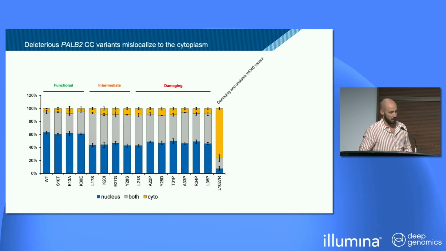Yeah, an observation that we also made. It's not a very strong effect, but we see that functional PALB2 localizes mostly to the nucleus. But when we have an intermediate or a damaging variant, it tends to localize a little bit more to the cytoplasm. We cannot really discriminate between intermediate and damaging variants with this assay, and it's quite a mild effect, I would say, but we do see it quite consistently. It doesn't really compare to a damaging and unstable variant, which is the last condition. That variant, I think, probably because it is extremely unstable, localizes mostly to the cytoplasm.